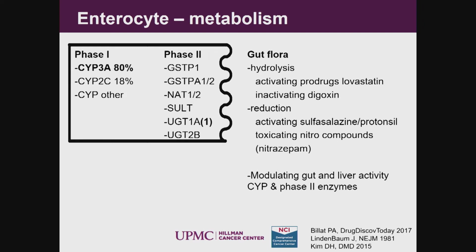I just mentioned CYP3A, and this is indeed 80% of the phase 1 metabolism that takes place in the enterocyte. There are also phase 2 metabolic enzymes, UGT1A being the predominant family. In addition, there is gut flora, the bacteria in the gut lumen, the microbiome, and these can hydrolyze and reduce and change the activity of compounds. In addition, this gut flora has been shown in animals to modulate the gut and liver activity of CYP and phase 2 enzymes. And with the increasing study of the microbiome, this is not a surprise.